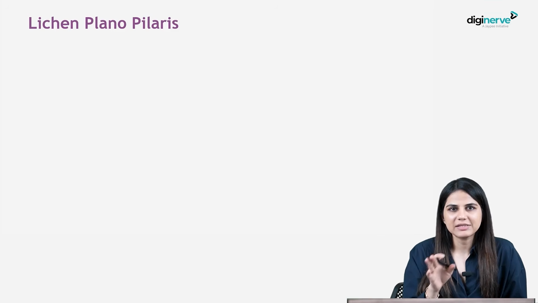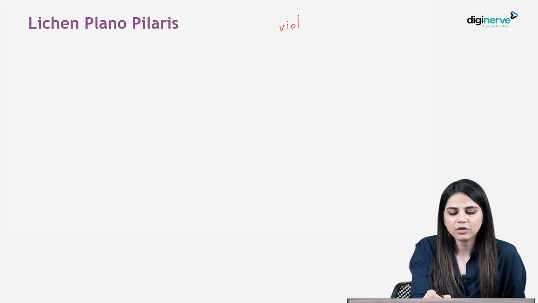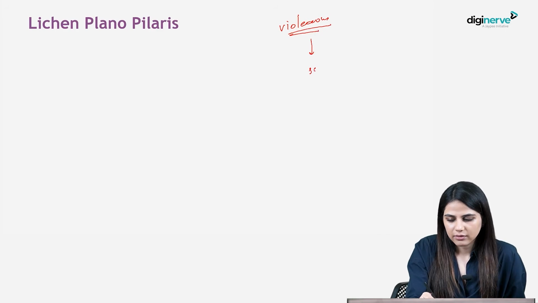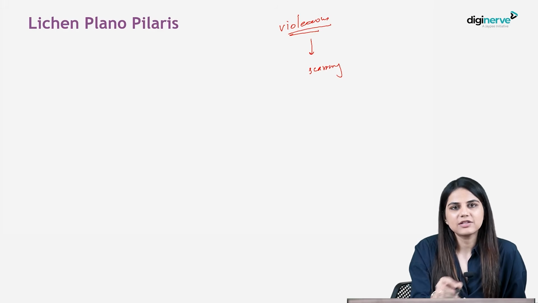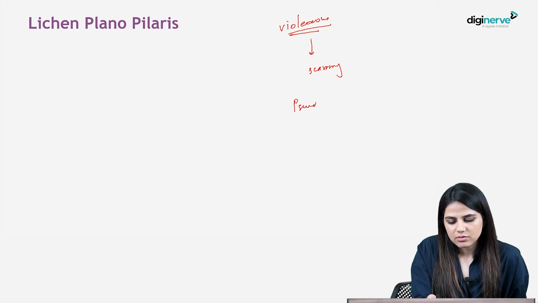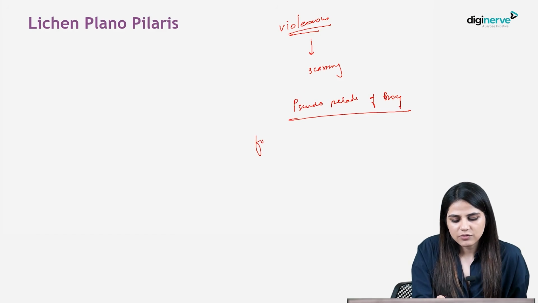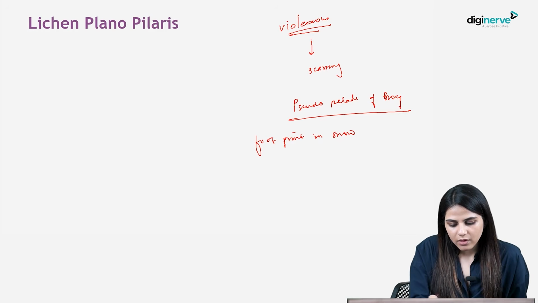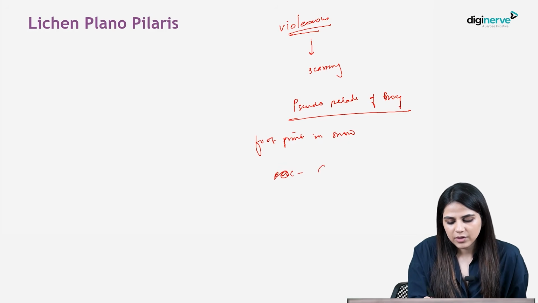Lichen planopilaris is the lichen planus of hair. Itching, burning, irritation are the symptoms, but anything lichen planus has to be purple or violet. So violaceous papules will erupt first, which ultimately lead to scarring. The end stage of LPP is known as pseudopelade of Brocq, which has a classical appearance known as footprint in snow. Drug of choice again will be corticosteroids.